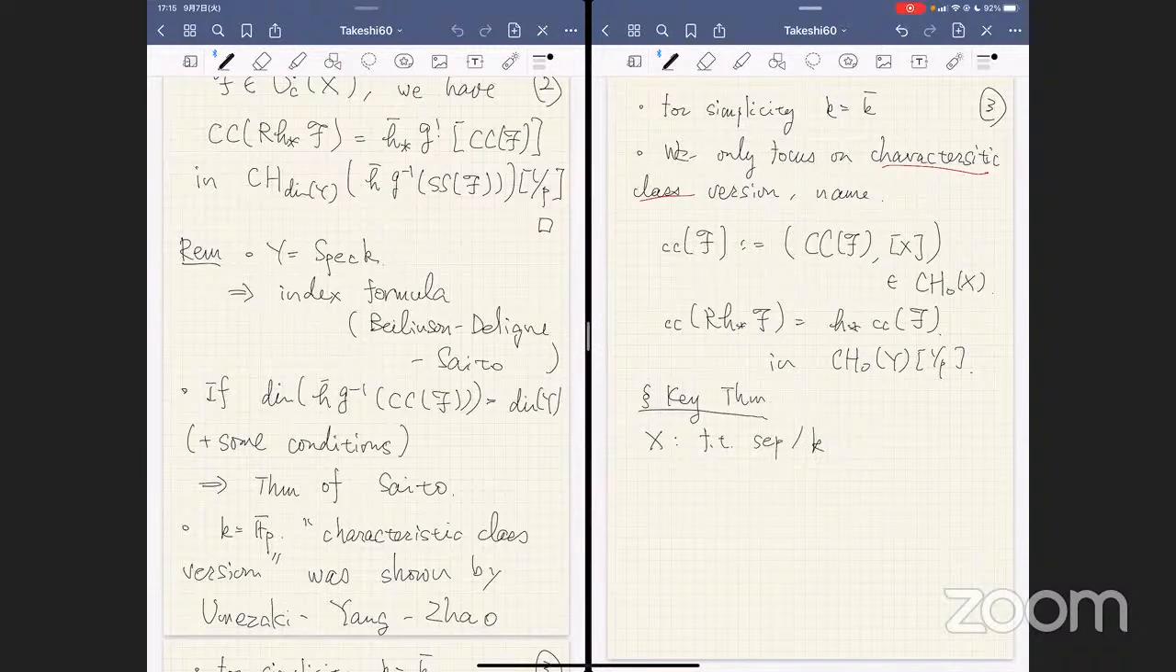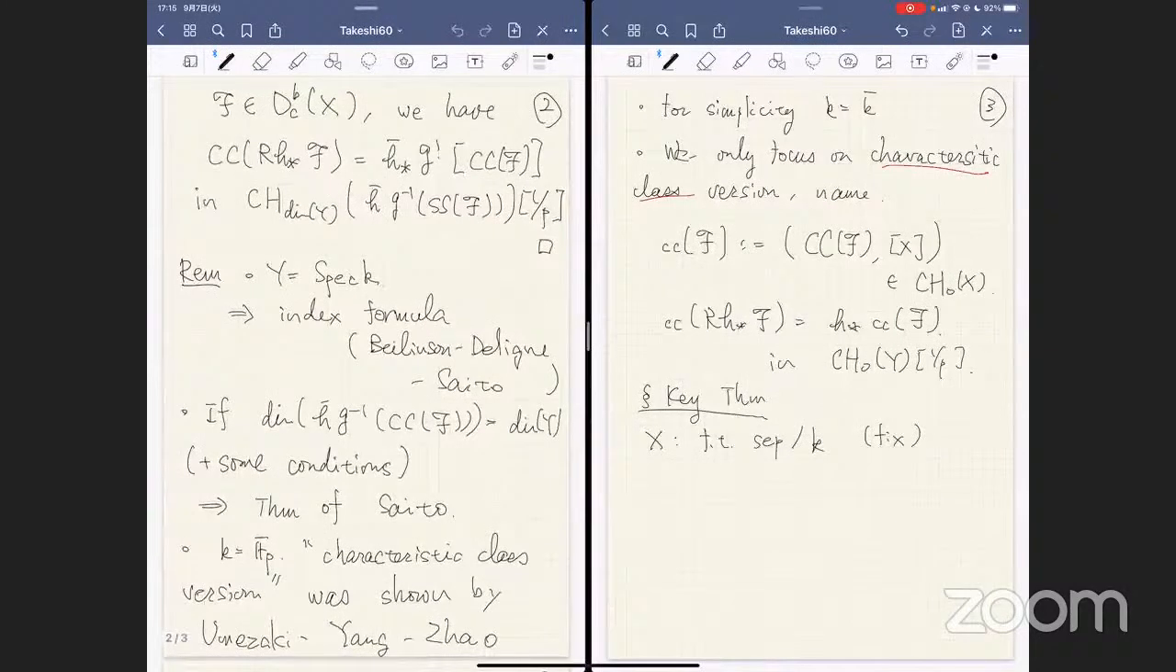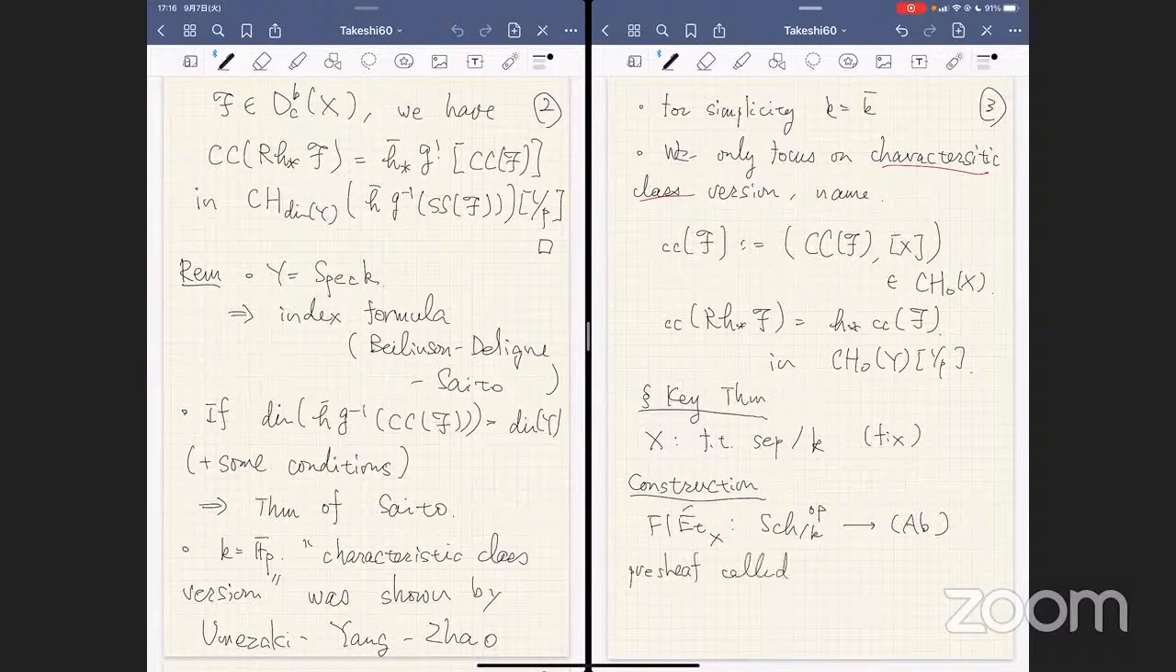Recall that K was algebraically closed and I fix it. But X doesn't necessarily need to be smooth, so it can be singular. And here's one of the main constructions. One of the main players of today's talk is what I call a flat étale system. So this is a presheaf on Sch_K^op, just a normal presheaf with values in abelian groups. This is a presheaf called a flat étale system.